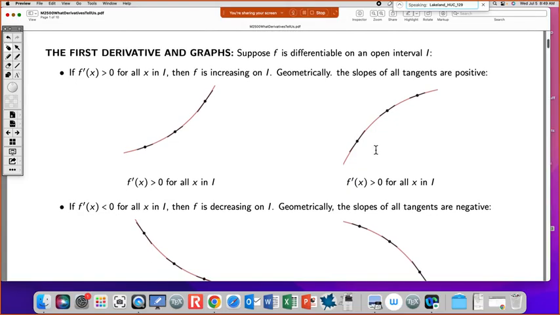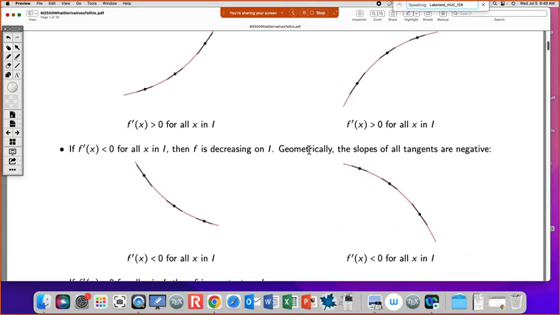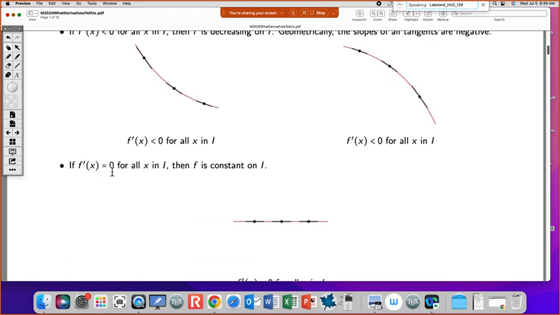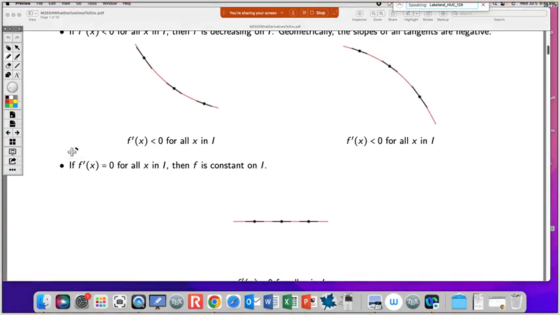Similarly, if the derivative is negative, then that means that the function is going to be decreasing. Make sense? And if the derivative is 0 all the time, then what has to be true all the time? The function has to be constant. Make sense? This actually will come back to help us out quite a bit.